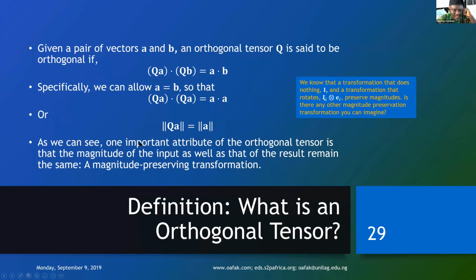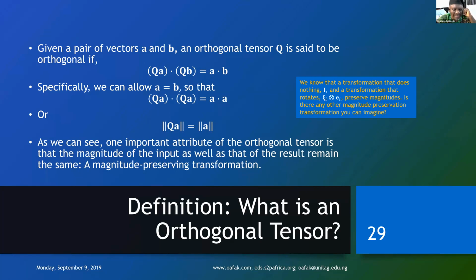As we can see, one important attribute of the orthogonal tensor is that the magnitude of the input and the magnitude of the output is the same. We are not saying that the vector input is the same as the vector output. We are only talking about their magnitude. The vector might have changed in direction, but it did not change in magnitude.